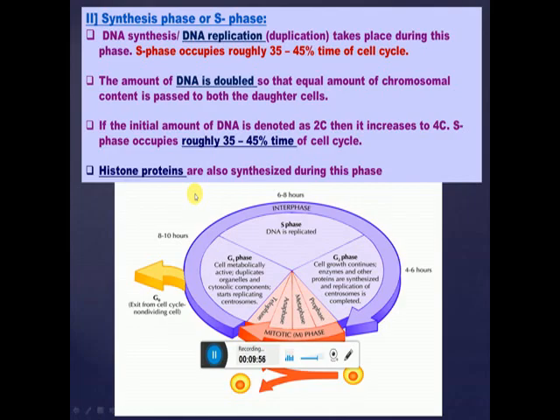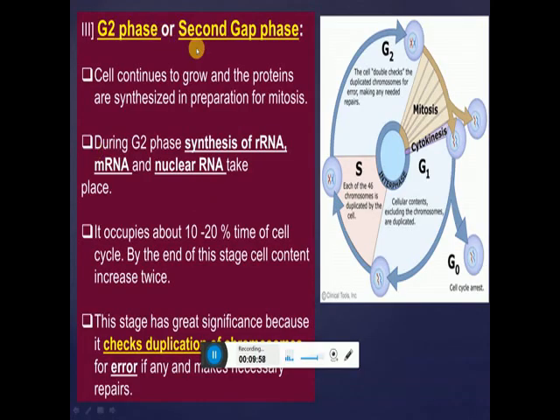Then we are moving towards the G2 phase. G2 phase is the second gap phase. In the figure, it is written as the cell double checks the duplicated chromosomes for error, making any needed repair. The synthesis of DNA takes place in the S phase. They are checked here. If there is any error in the sequence of nucleotides, it gets checked and repaired. It is the second gap phase and growth continues.